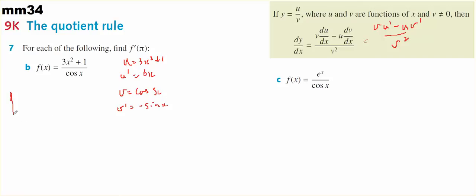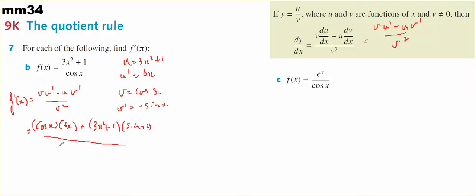So f dash of x will equal V U dash minus U V dash over V squared, which in this case V is cos of x times U dash, which is 6x, minus U, which is 3x squared plus 1 times negative sine of x, which turns that into positive, over the cos of x all squared.